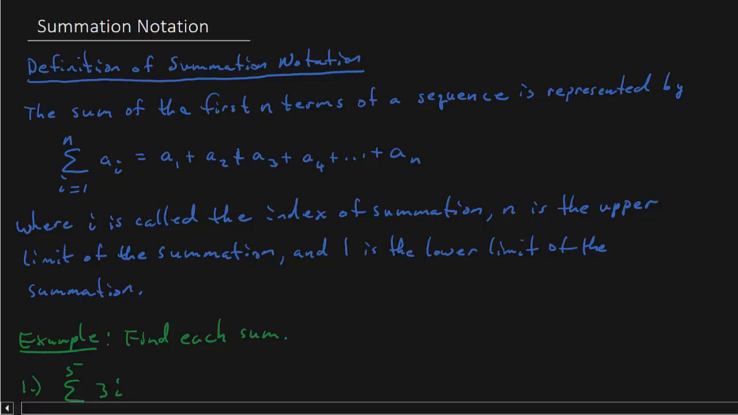So we've got the definition of summation notation. It says the sum of the first n terms of a sequence is represented by the sum from i equals 1 to n of a sub i. And that just means we've got a1 plus a2 plus a3 all the way to a sub n, where i is called the index of the summation, n is the upper limit of the summation, and 1, this 1 right here, that's the lower limit of the summation.